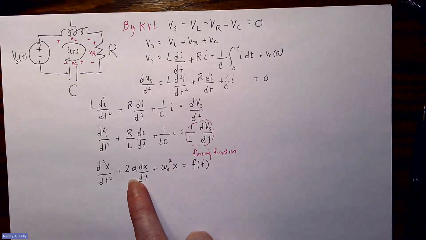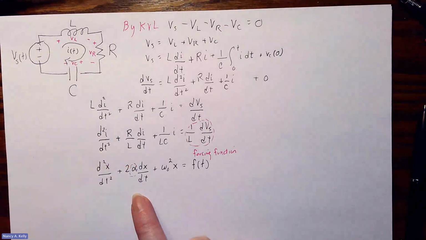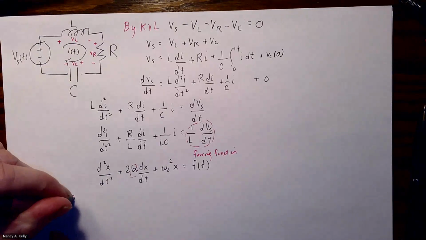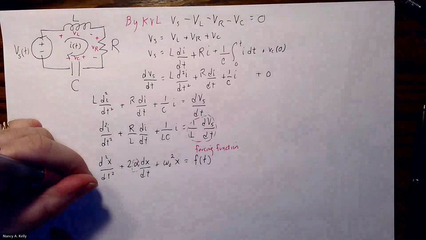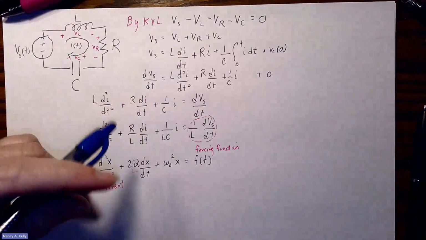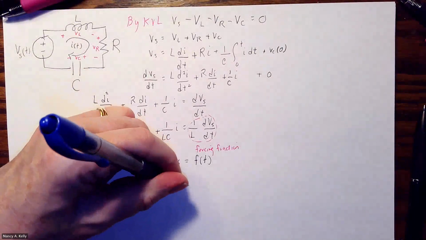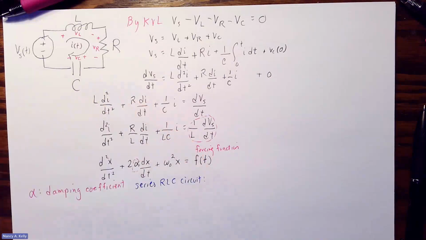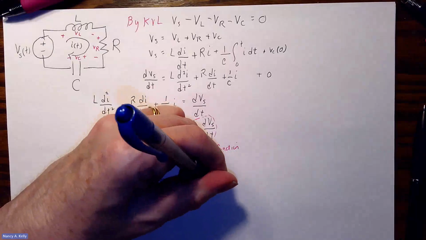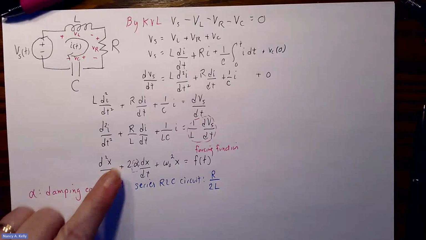The other terms here, we have alpha here. Alpha is the damping coefficient. And this is a series RLC circuit, and for such a circuit, the damping coefficient is going to be R over 2L. It matches up nicely with what we have here.